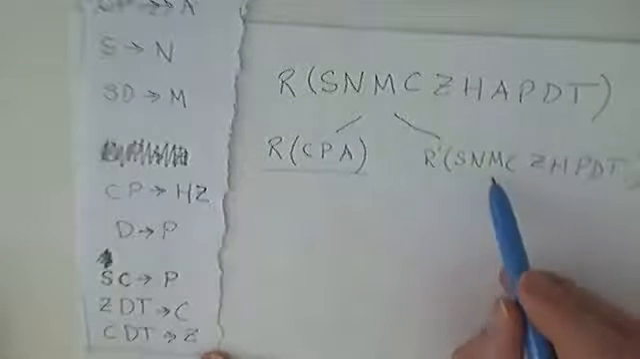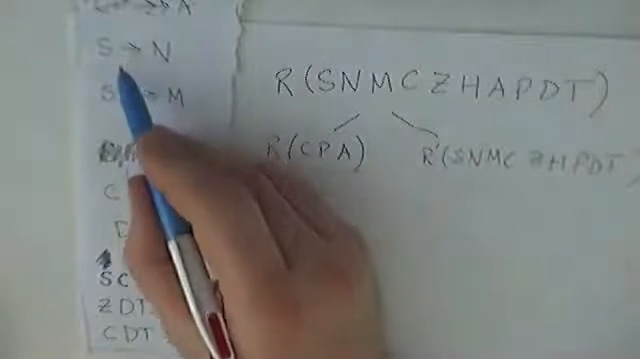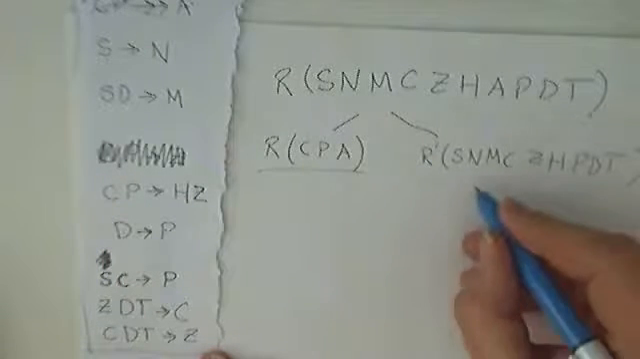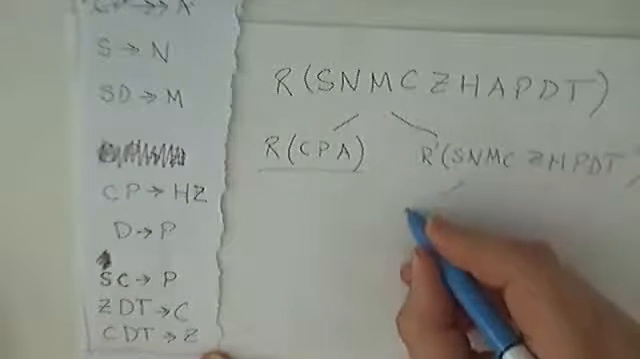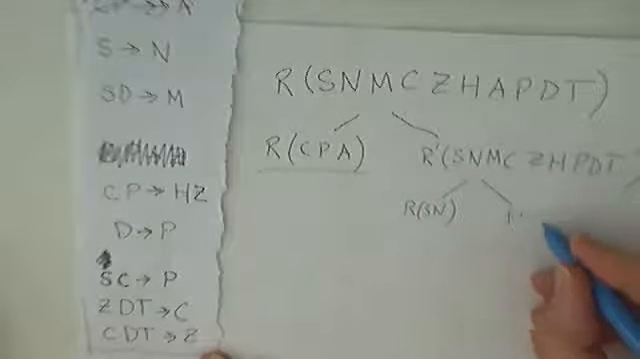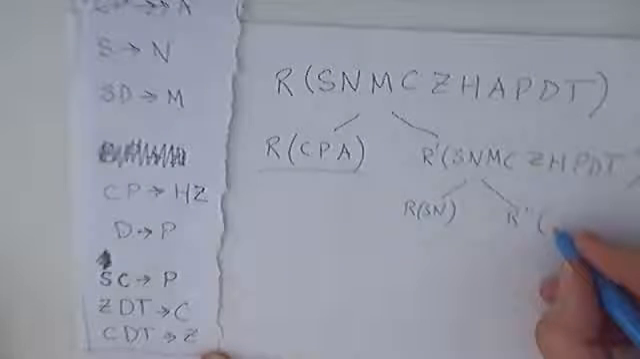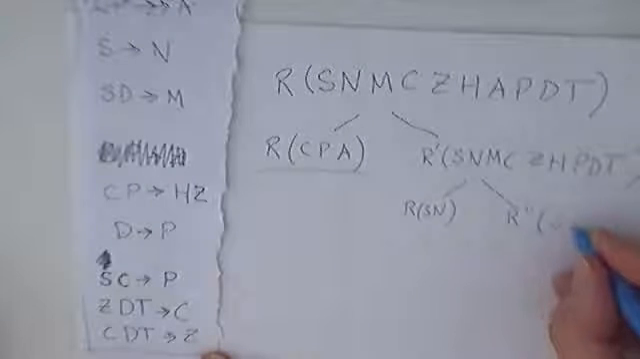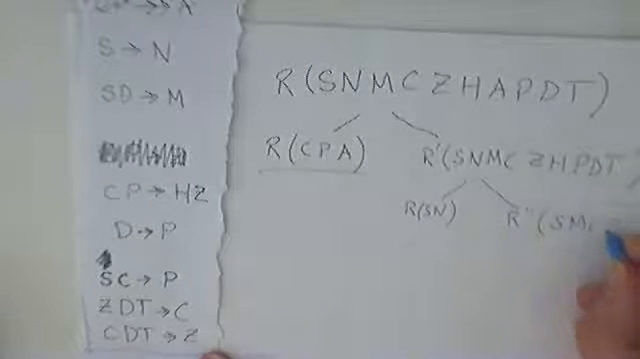All right. Now let's go to this one right here. Now, let's just see. What do we want to do? What do we want to pull off here? It's easy for us to pull off S goes to N. Okay, is S a super key of this? No, absolutely not. So let's just pull off S. S goes to N. So we have R, S, N. And then we have R double prime: student, N, C, Z, H, P, D, T.